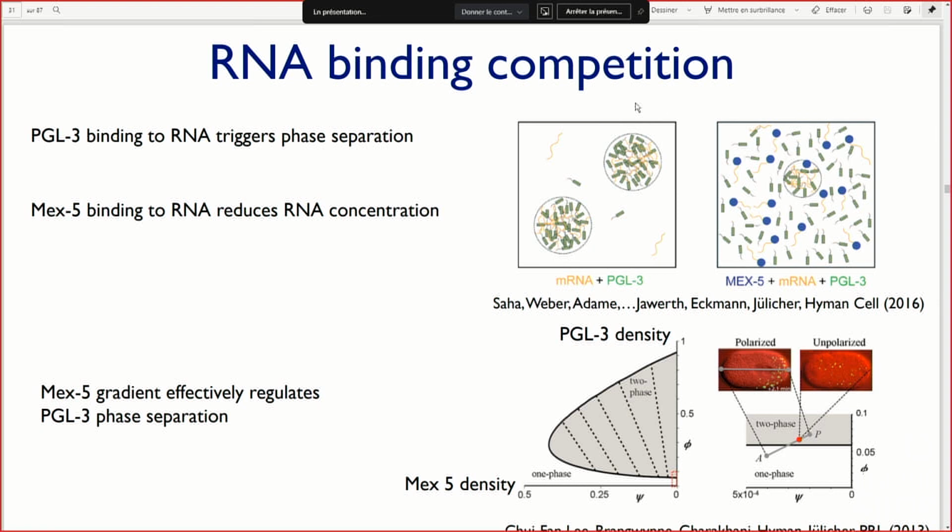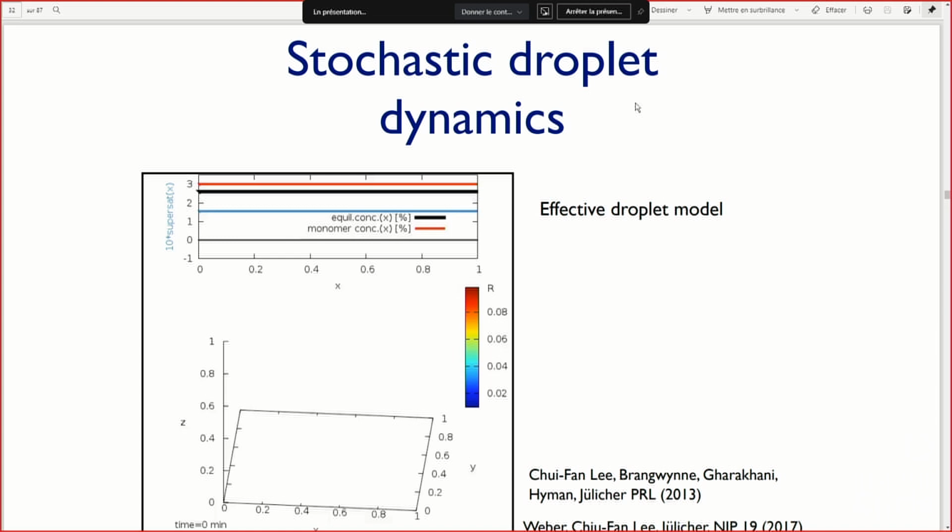The posterior side is in the two-phase region, the anterior side is in the one-phase region. Overall, the system cannot be at equilibrium, but we get a situation where droplets grow on one side and shrink on the other side. If we now take everything together, we have an emulsion in a concentration gradient. And that's, of course, a very non-equilibrium phenomenon.